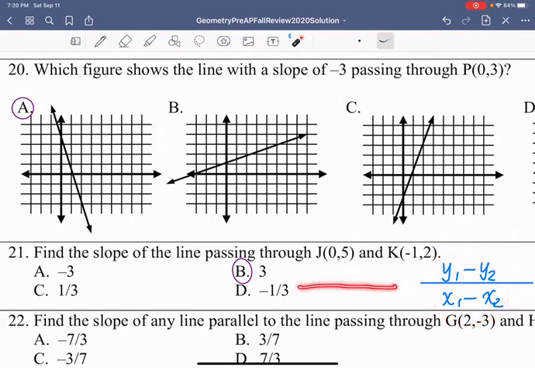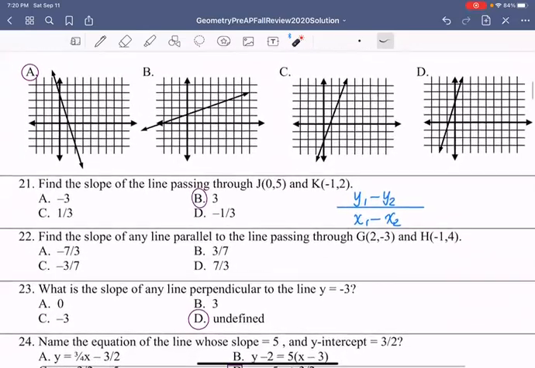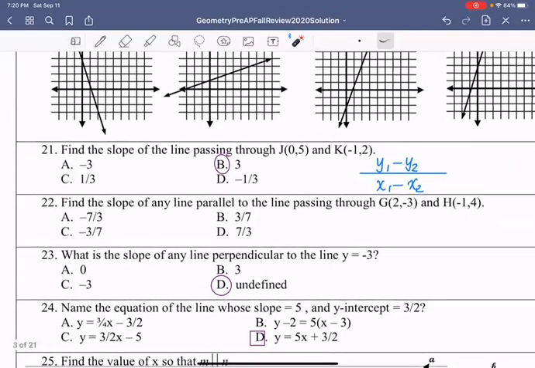5 minus 2 over 0 minus 1, or plus 1, -1. This is 3 over 1. Good job. That's 3. Yeah, very good. Next. Albert, one more. If a line is this, what's the slope for this one?